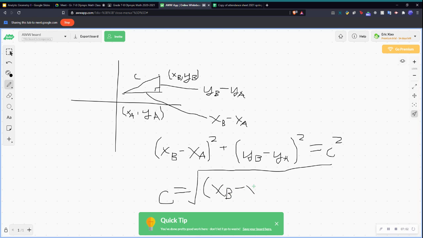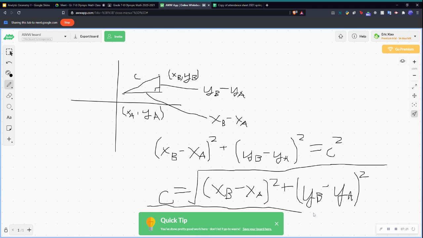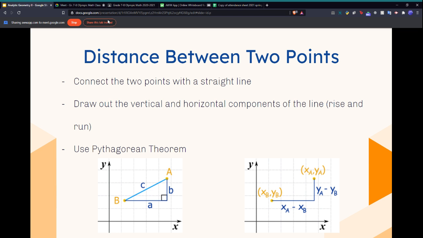The square root of (xb minus xa) squared plus (yb minus ya) squared. So this would be your final formula if you want to calculate the distance between 2 points, if the 2 points are xb, yb, and xa, ya. So that's the formula right there. I'll also show it in the slides as well. So let's go back to the slideshow.